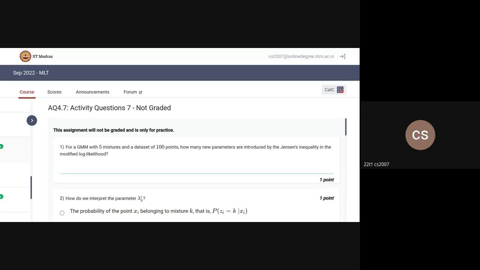Okay. So lambda i case, there will be 100 points. For each point, there will be k lambda values. So lambda ik will be 5 into 100. Okay, so this is a different set of parameters than 3k minus 1. Yeah, that's why the question is stating how many new parameters are introduced, right? So these are a new set of parameters that you need for the EM algorithm to work. You need these many new parameters.